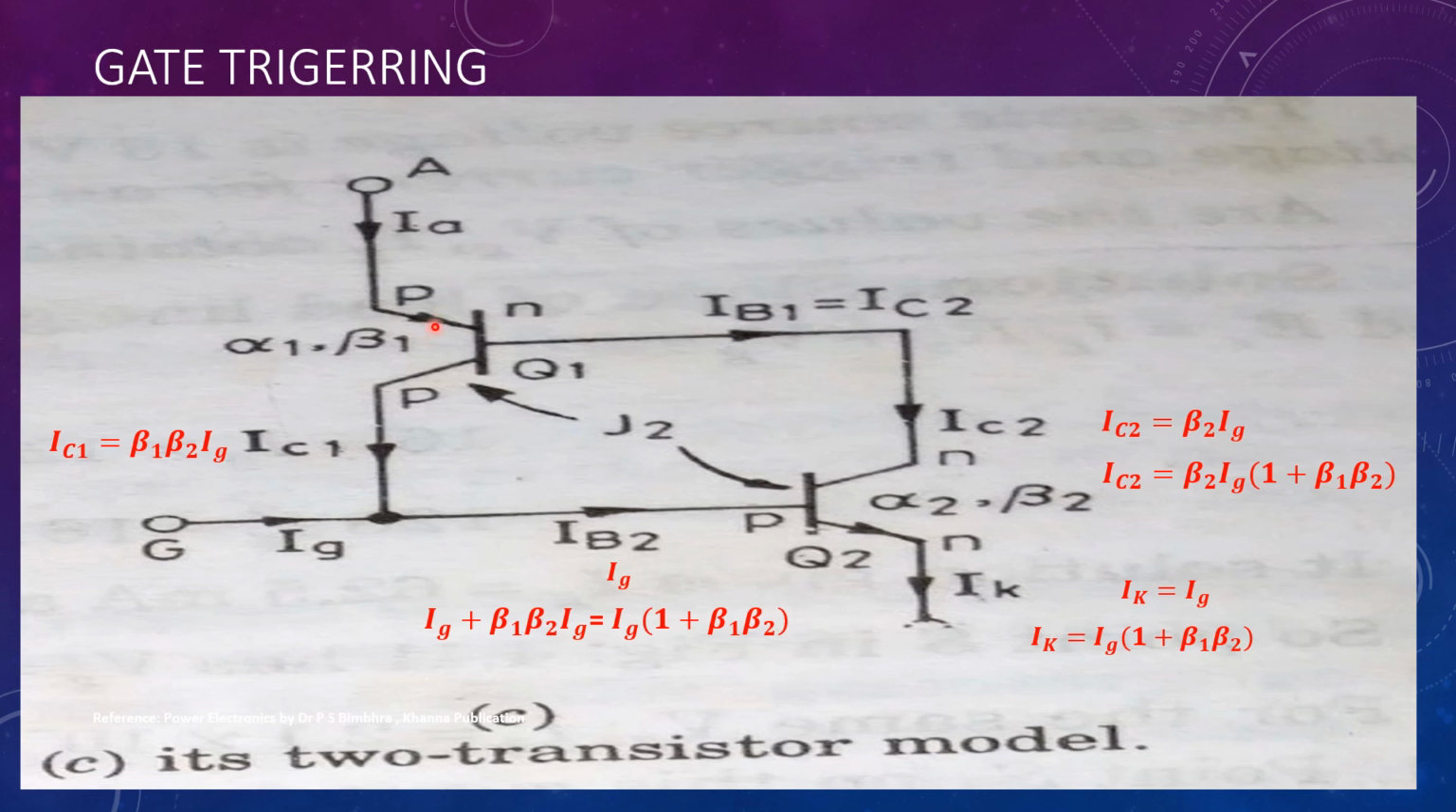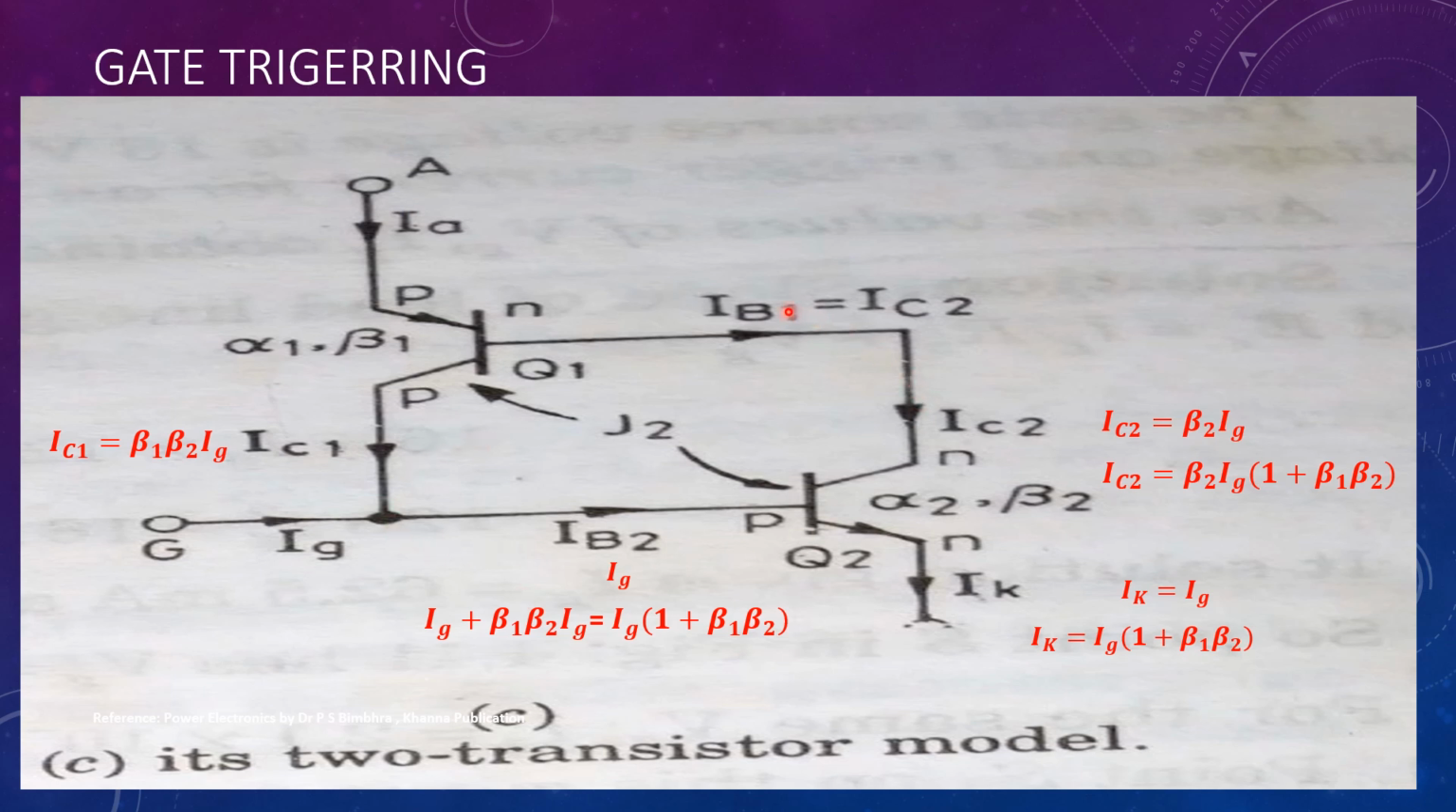Thus, the increase in emitter current of both the transistors results in an increase in the values of alpha 1 and alpha 2. At some point, the value of alpha 1 plus alpha 2 will reach unity and the thyristor will turn on. Thus, there is a regenerative action occurring in the thyristor.